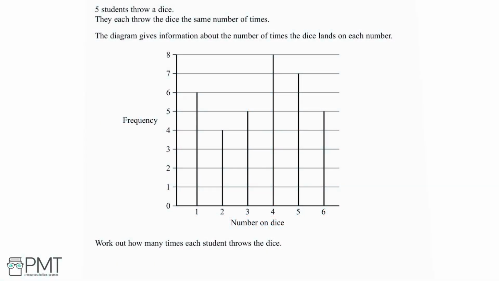5 students throw a dice. They each throw the dice the same number of times. The diagram gives information about the number of times the dice lands on each number. So we can see that 1 has been landed on 6 times, 2, 4, and so on. And we need to work out the number of times each student throws a dice.